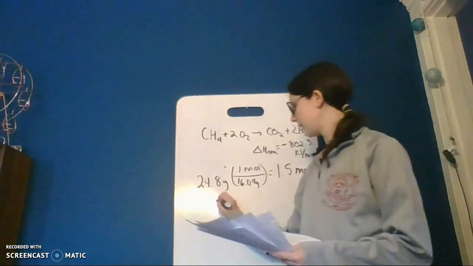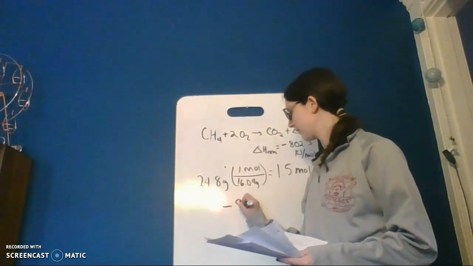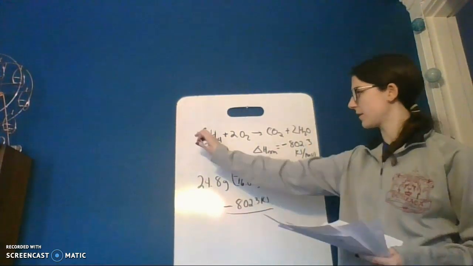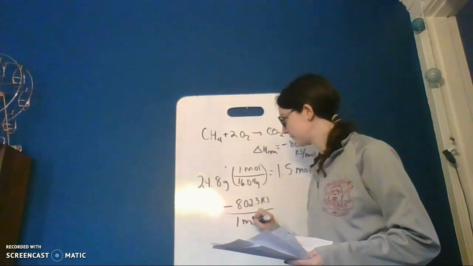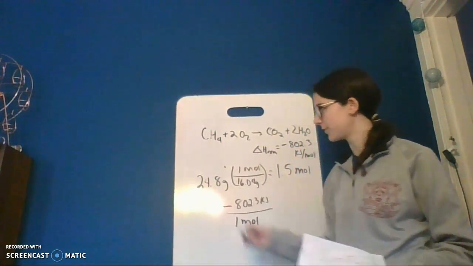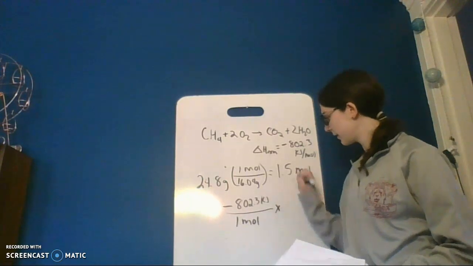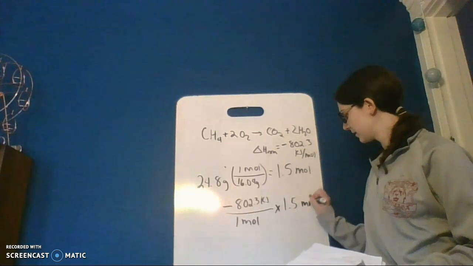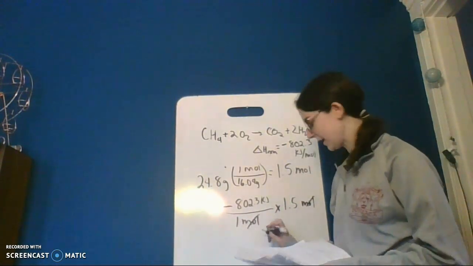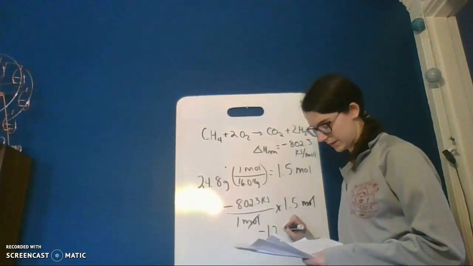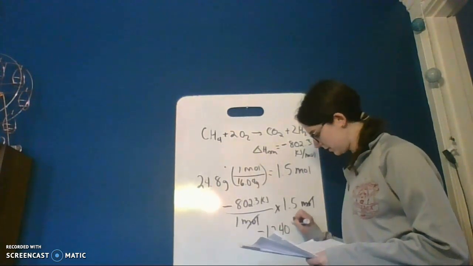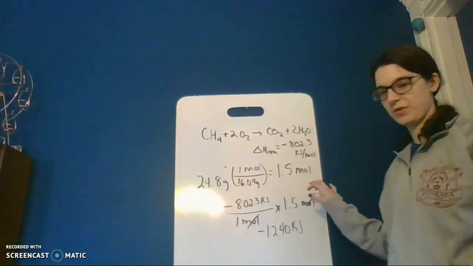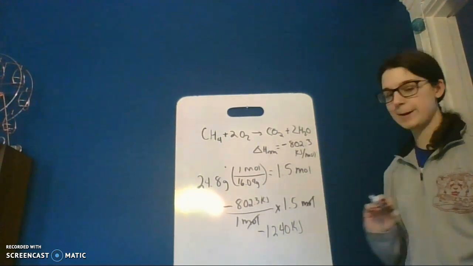So this enthalpy change for the reaction, negative 802.3 kilojoules, is in terms of 1 mole of methane. So that's per 1 mole of CH4 that's reacted. But we reacted 1.5 moles. So we are going to multiply this, which cancels out the moles, and that gives us negative 1,240 kilojoules of heat that were released in this reaction when we react 1.5 moles of methane.